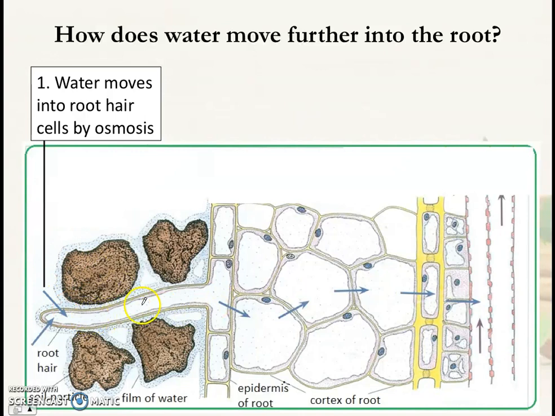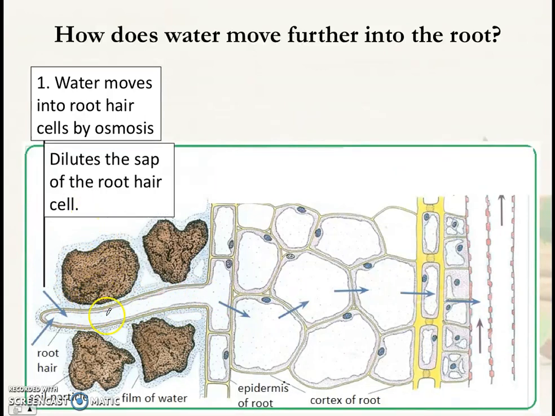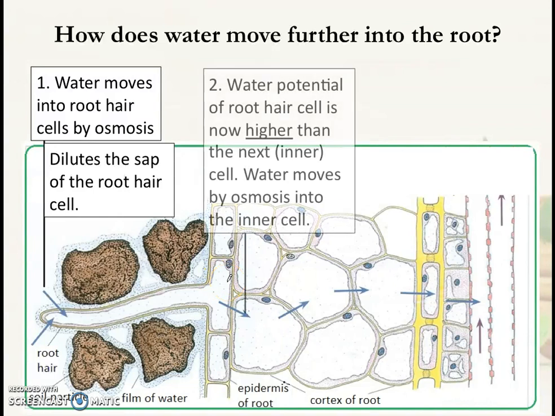Now when water moves into this root hair cell here, it dilutes the cell sap of the root hair cell because there's now more water inside this root hair cell. How does that affect the water potential of this root hair cell? Well, it causes the water potential of this root hair cell to increase, because there's more water inside it now. So, the water potential of this root hair cell over here now becomes higher than the water potential of the inner cell that is next to it, for example, this cell here, which is in the cortex. So the water potential of this root hair cell is now higher than the water potential of this inner cell. Therefore, water moves by osmosis, from a region of higher water potential to a region of lower water potential.